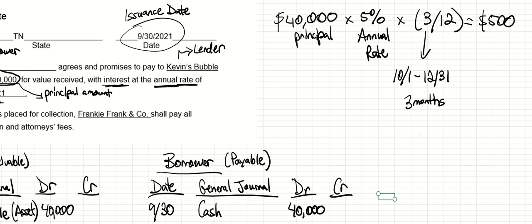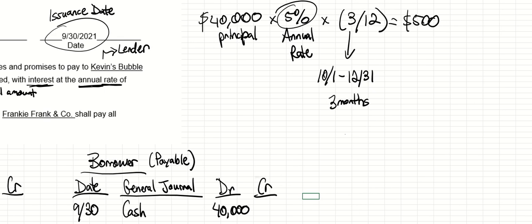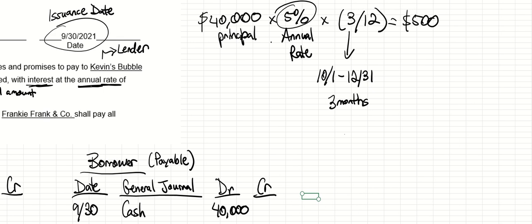The reason we are using 3 out of 12 is because this is the annual rate, so 12 months, but we only need 3 months out of that because the note was issued on September 30th and we just need to pay it back by December 31st. So we only have the note out for 3 months, and we only need to record interest of 3 months. That's it. So $500 is the total for 3 months.